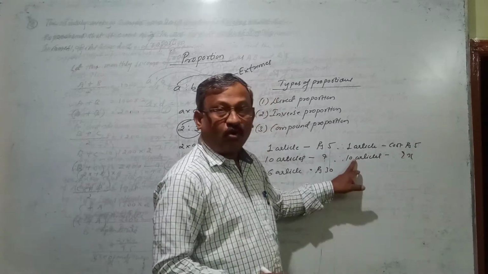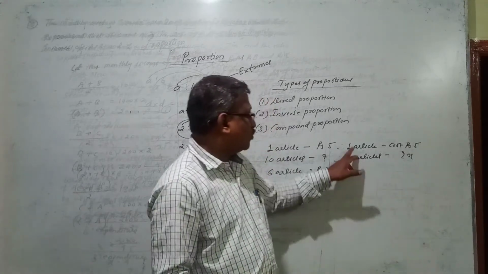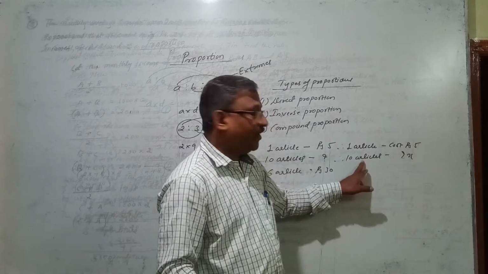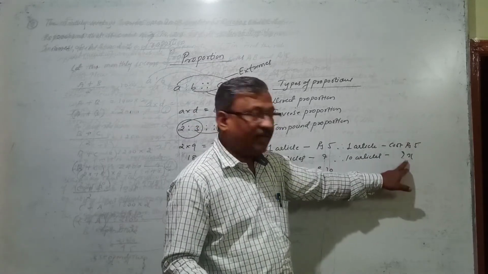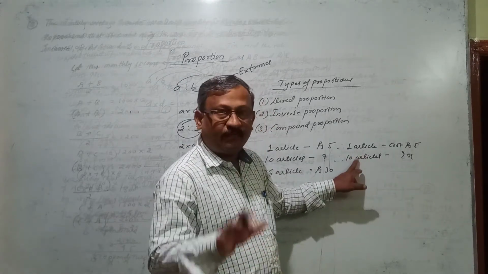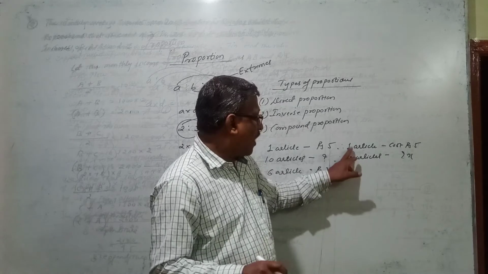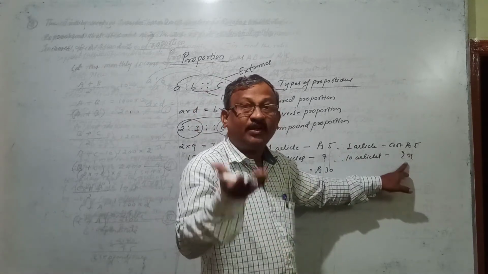So definitely the cost of 10 articles will be more than 5 rupees. Because one article costs me 5 rupees, the cost of 10 articles will definitely be more than 5 rupees. Here my cost is increasing, and my number of articles has increased from 1 to 10. So as my number of articles increases, the cost also increases.